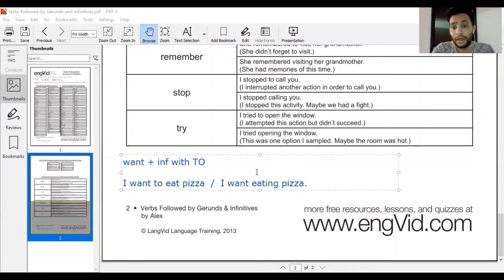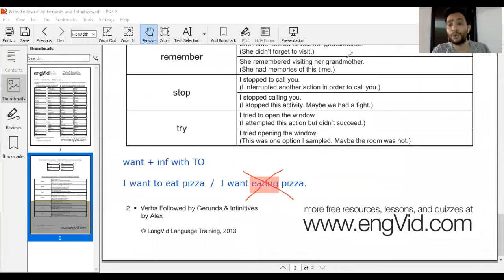Is this correct? According to the rule, according to what I have told you so far, and according to the verb want, which belongs to those verbs that are always and only followed by the infinitive with to, this version with eating pizza is completely incorrect, right? So this is something that you must take into account. I'm so sorry, but you cannot use that because want always follows the pattern with infinitive. So I guess this was clear.